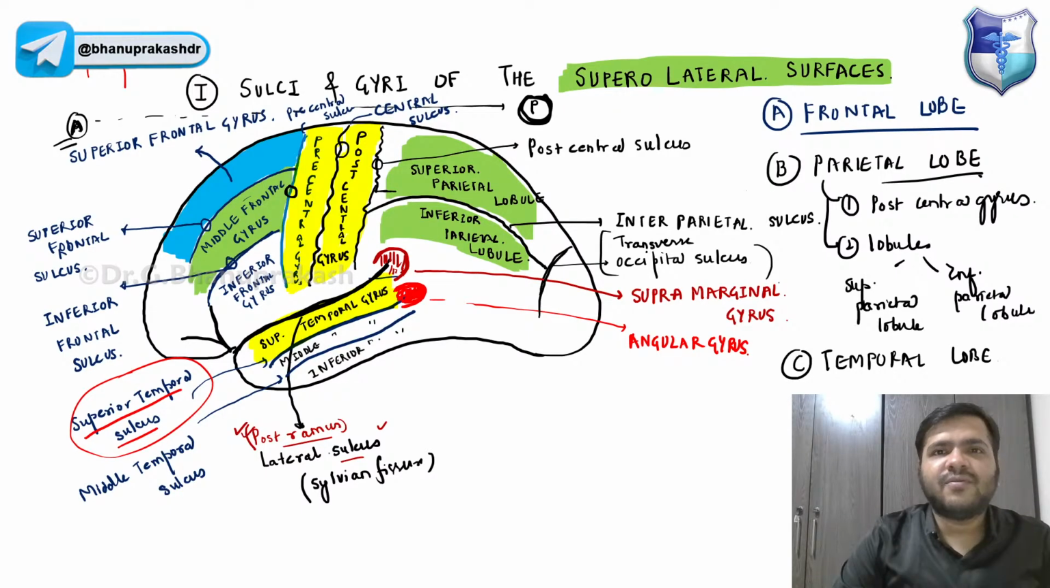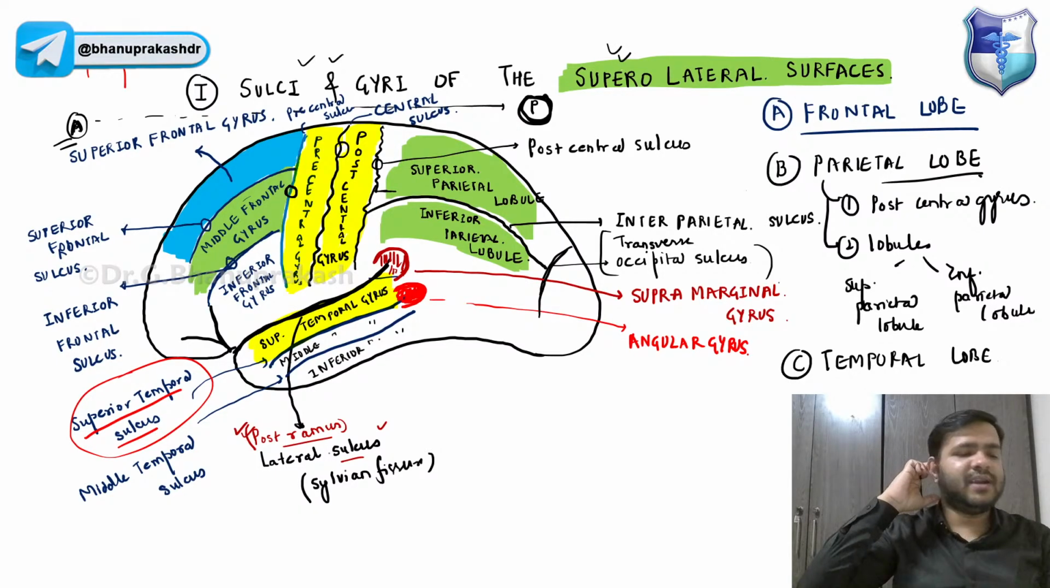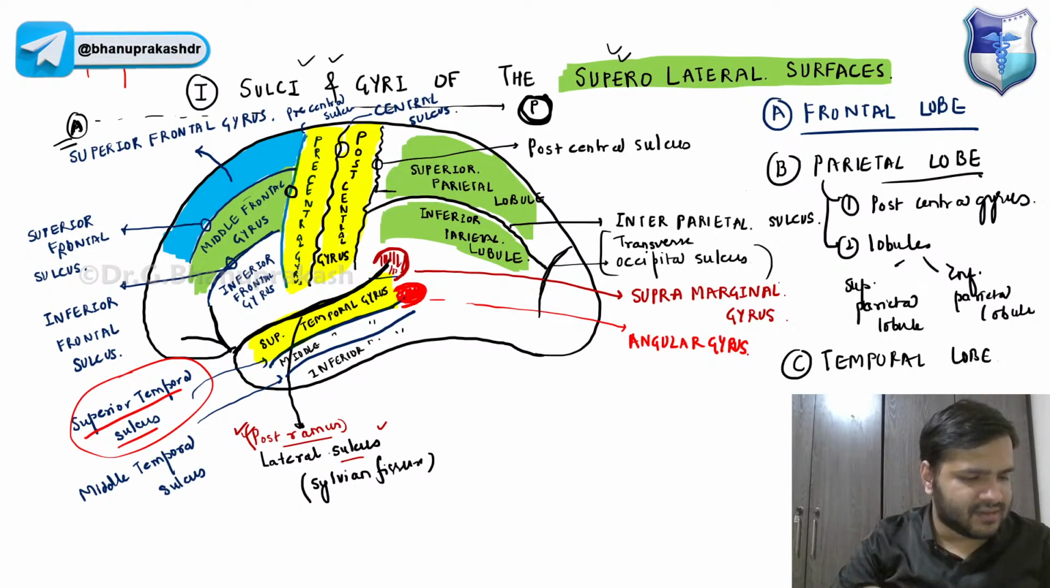Now let us. That was about the superolateral surface, guys. The sulci and gyri of the superolateral surface. और पहले इसी के मोटर एरियाज पढ़ लेंगे और उसके बाद फिर हम लोग आगे जाएंगे.